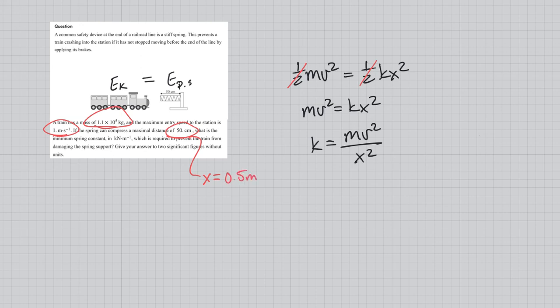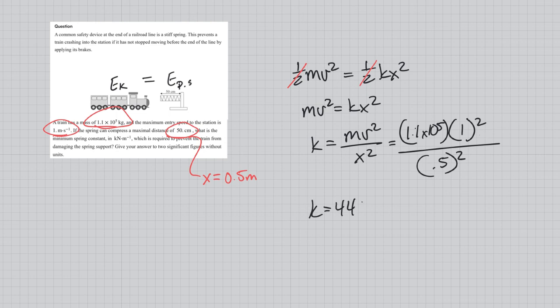So I'm simply going to plug those values in, right? We have 1.1 times 10 to the 5 times a velocity of 1 squared divided by 0.5 squared. I should then be able to get a k value equal to 440 newtons per meter.